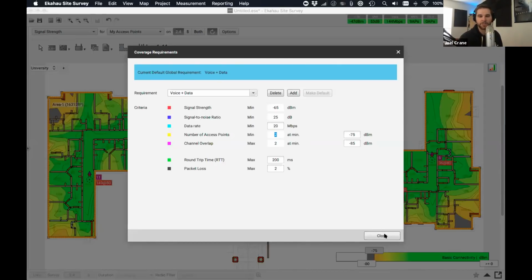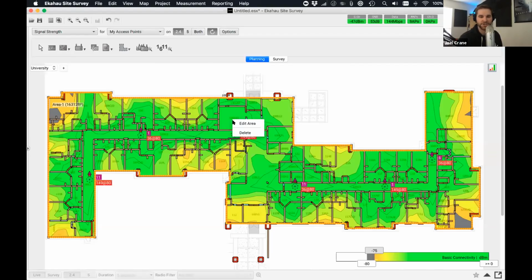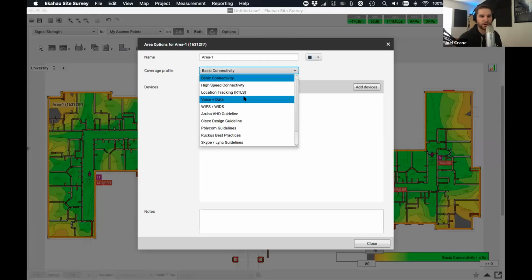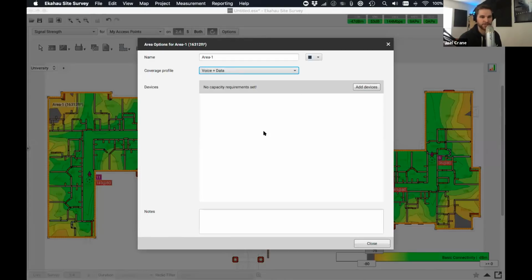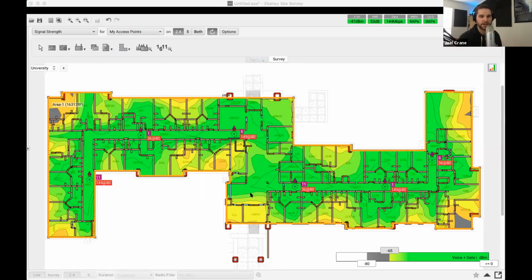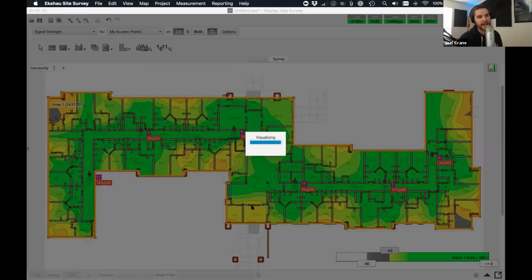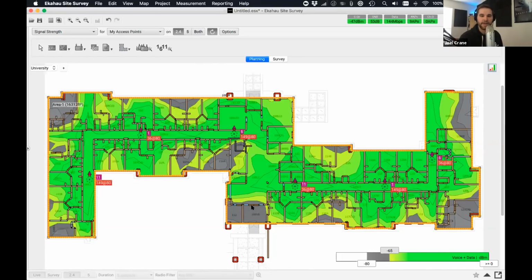We've got our requirements set. And so I've drawn an area here around our building. I'm actually going to change the requirements in that area by editing it. I'm just going to flip it over to our voice plus data requirement set that we just reviewed and made some tweaks to. And as soon as we do that, now it's very clear that there are some major deficiencies with this network.